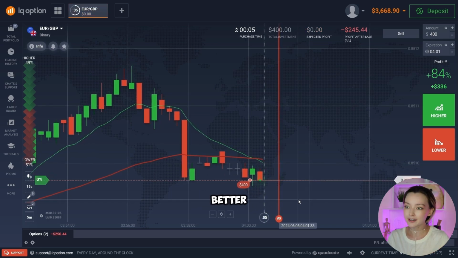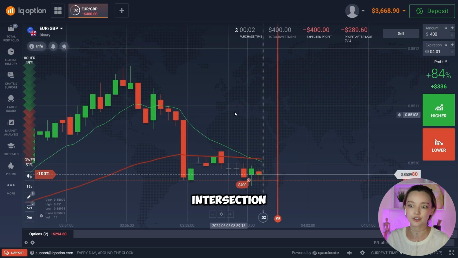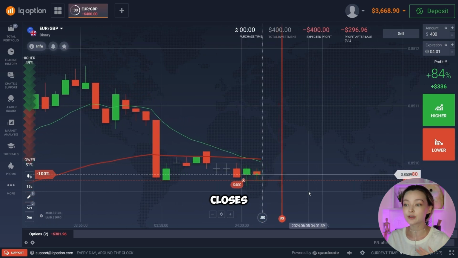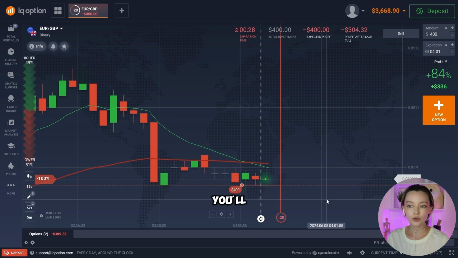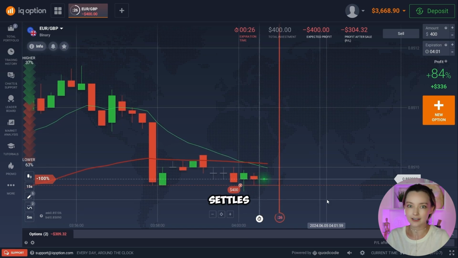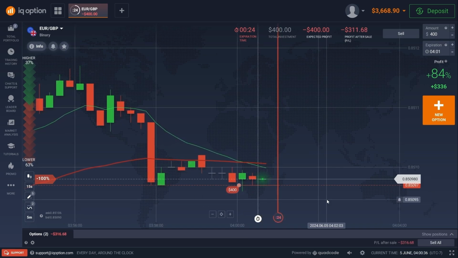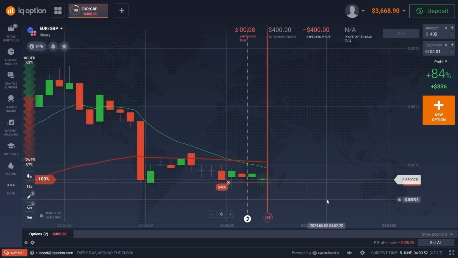So you guys better not rush and actually wait for a settled intersection. Literally, the moment the candle closes, the intersection will settle completely. You'll see the line crossing as soon as the candle settles, basically.